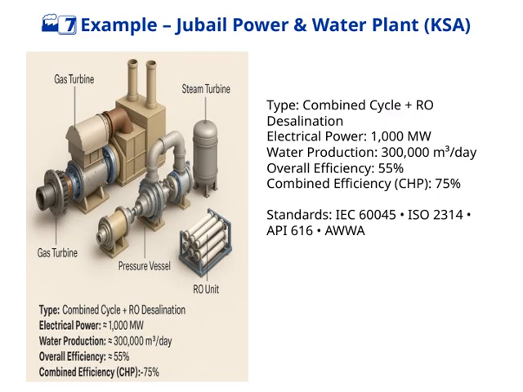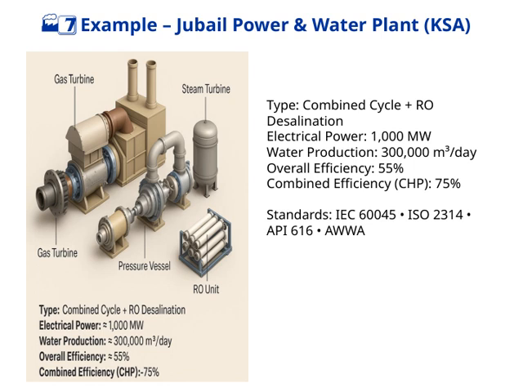Let's take a closer look at the Jubail Power and Water Plant in Saudi Arabia as an example. This plant uses a combined cycle configuration along with reverse osmosis desalination, which is quite efficient for both power and water production. It generates about 1,000 megawatts of electrical power, enough to support a large regional demand. In terms of water, it produces approximately 300,000 cubic meters per day, providing essential freshwater through desalination.